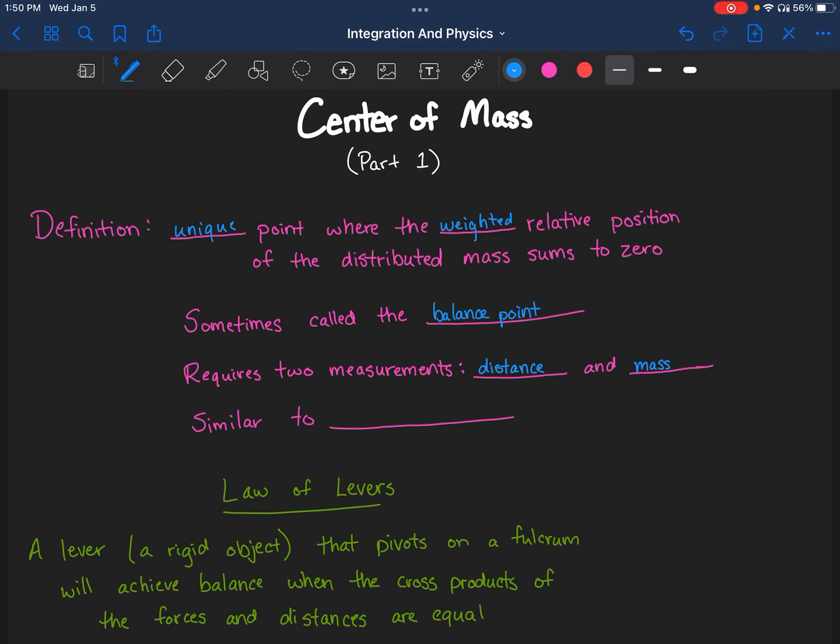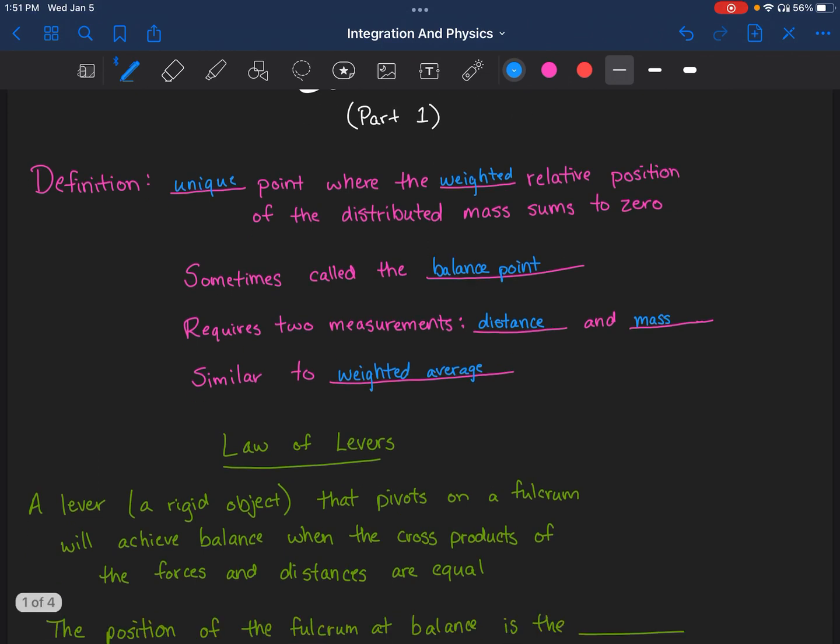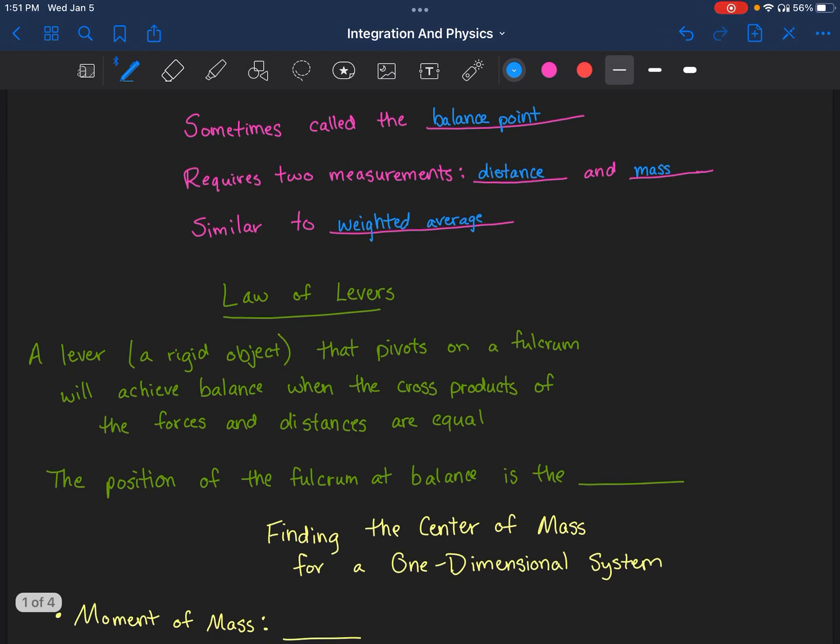And I will also mention to you that this is very similar in operation in its work to the weighted average, because what we're going to do is take essentially its mass as its value, and multiply it by its relative position, its distance. And what that does is it should give us essentially a weighted average of the masses and the distances.